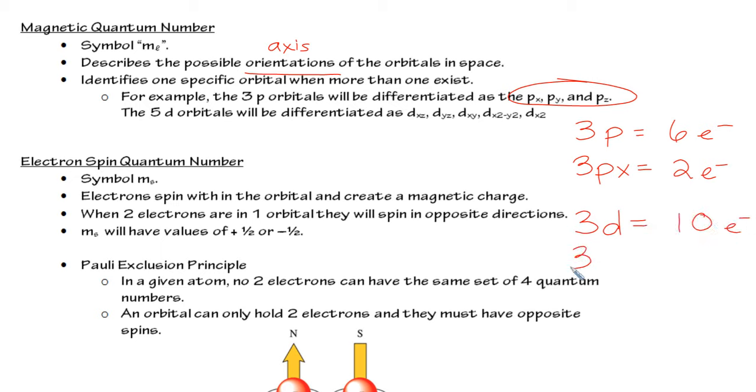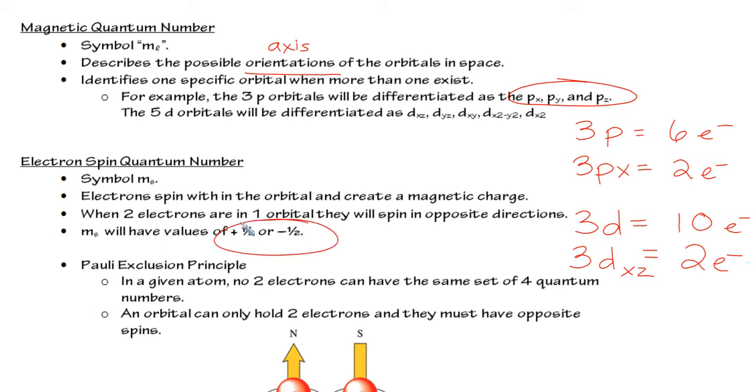If I saw 3dxz, that's one of the particular orbitals. That could be 2 electrons. One orbital, d orbital, in the third energy level, it could hold a maximum of 2. The last quantum number is the spin. And again, you don't have to worry about the m sub s and anything like that. We just have to know what this means.